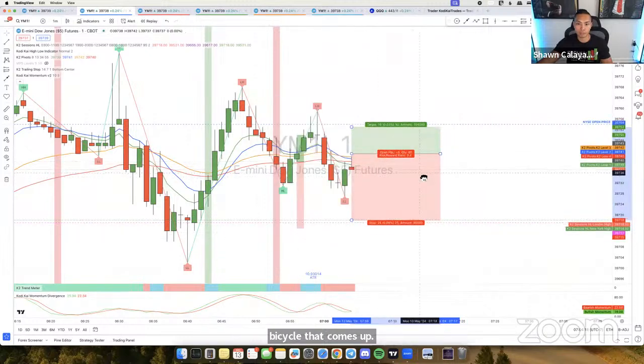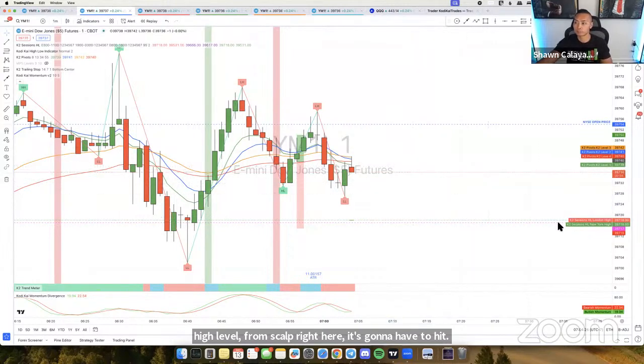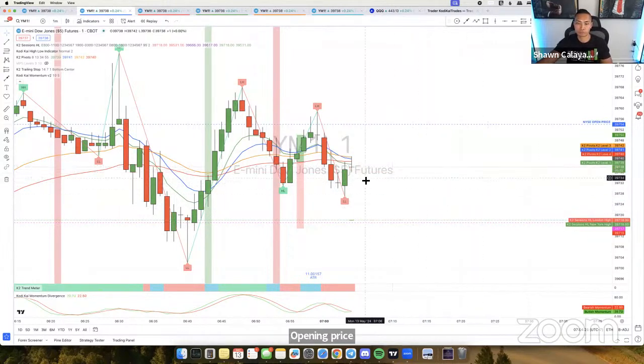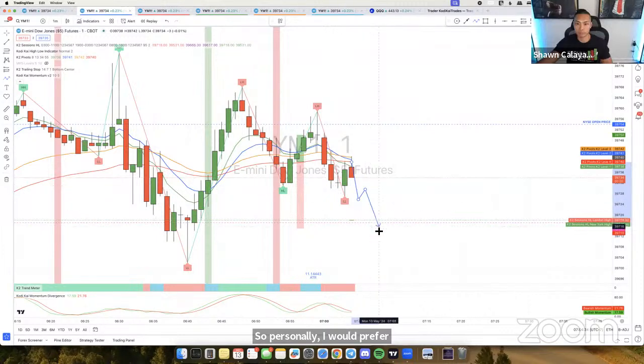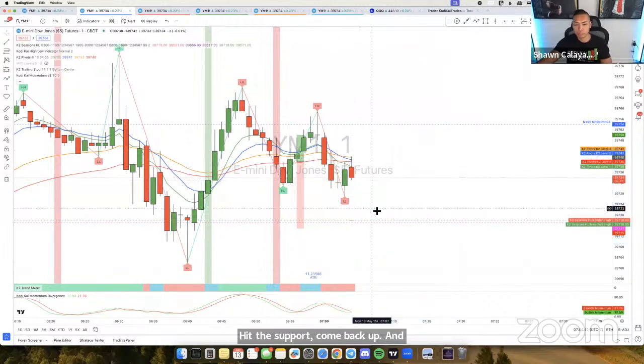There's just not enough space, because if you do take a high low momentum scalp right here, it's going to have to hit opening price. So personally, I would prefer price to come down a bit lower, maybe even fake out again down here, hit the support, come back up, and then provide a high low momentum scalp around that area.